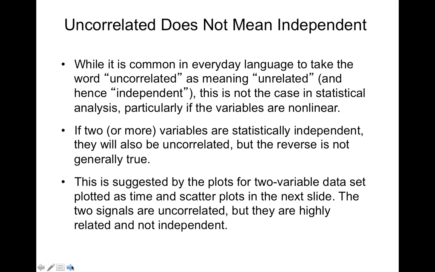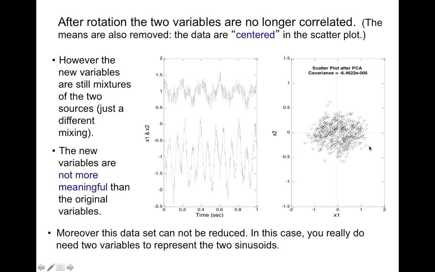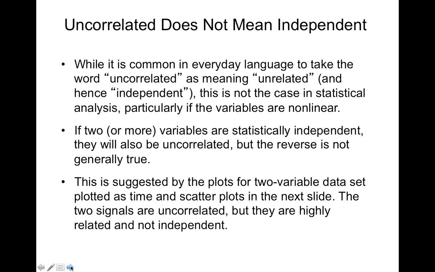So one thing to think about is that just because data sets are uncorrelated does not mean they're independent. And the previous case gave us an example. We'll look and see where two data sets are uncorrelated. Now let's look at another possible example.